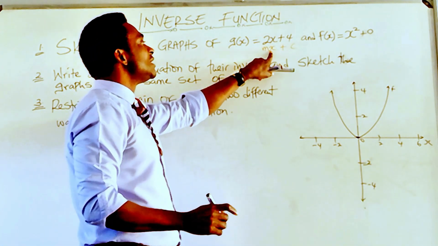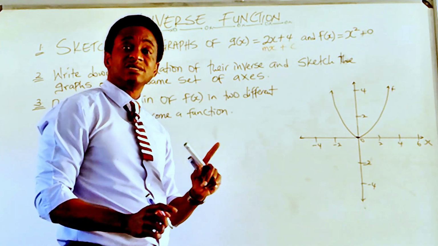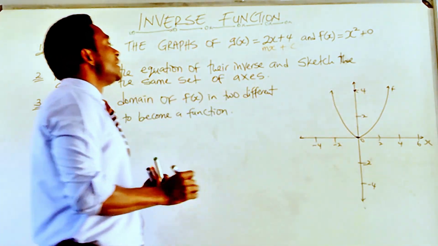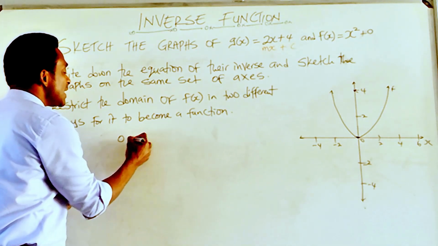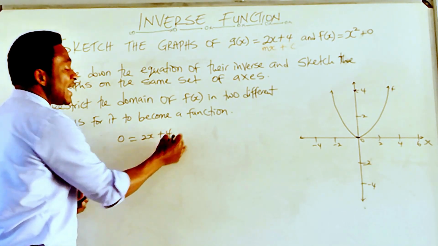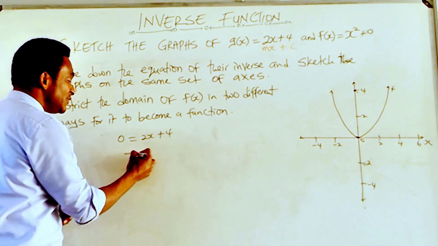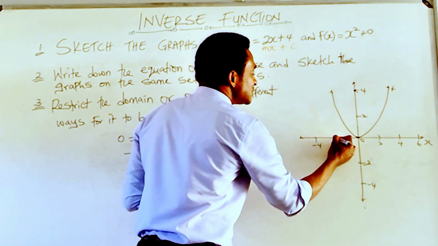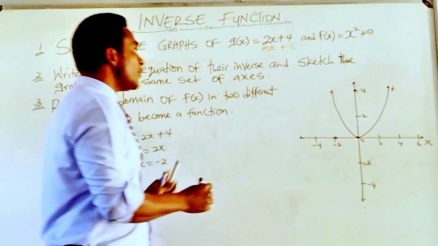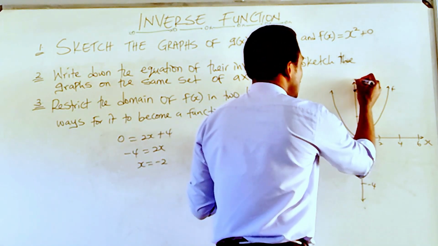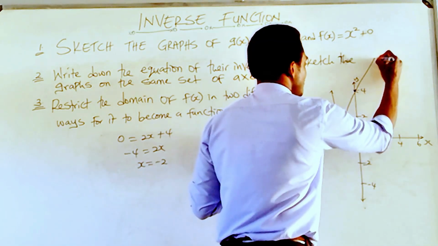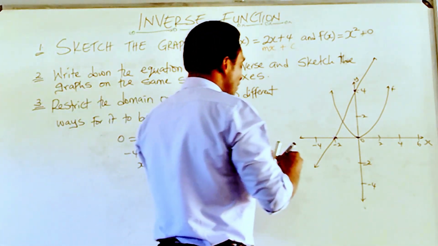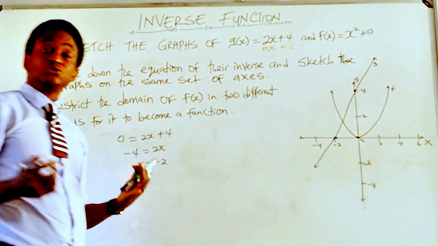Then for g of x, it's a linear function. We know it is of the format mx plus c, where c represents our y-intercept. Our y-intercept in this case is 4. Now, what do we need more? We make y 0 to get our x-intercept. So if we solve this, we have -4 equals 2x, so x will be equal to -2. So our x-intercept is at (-2, 0). So we can join these, and it creates our linear graph. So in this case, we have our f and we have our g, the two functions.